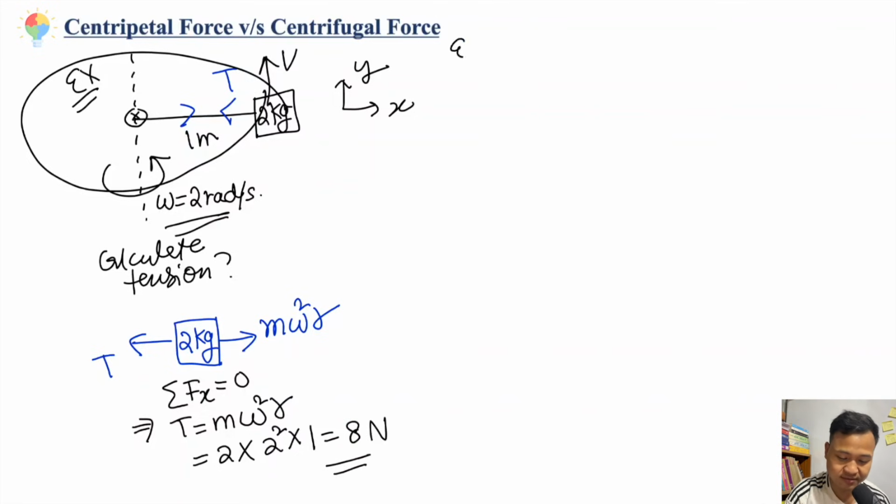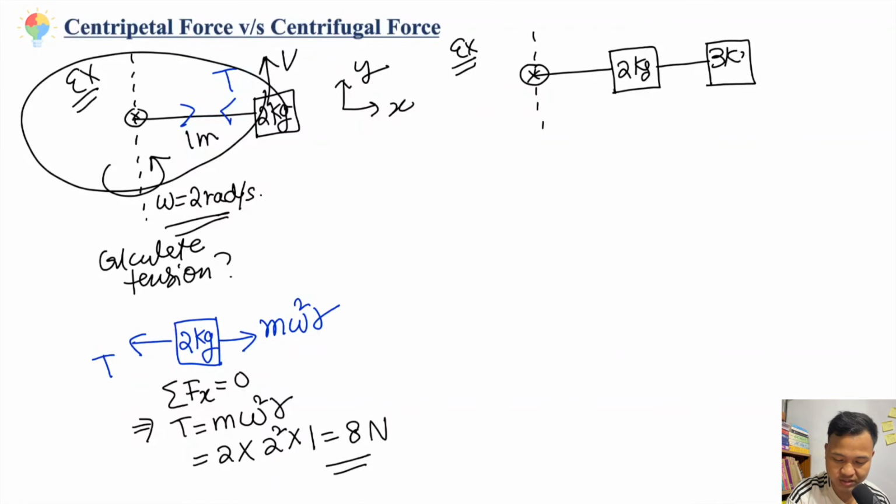Similarly, I can take a block. Suppose I have 2 blocks, like this: a 2 kg and a 3 kg block. Lengths are 1 meter, 1 meter, with the same omega, 2 radian per second. Calculate the tensions, T1 and T2.